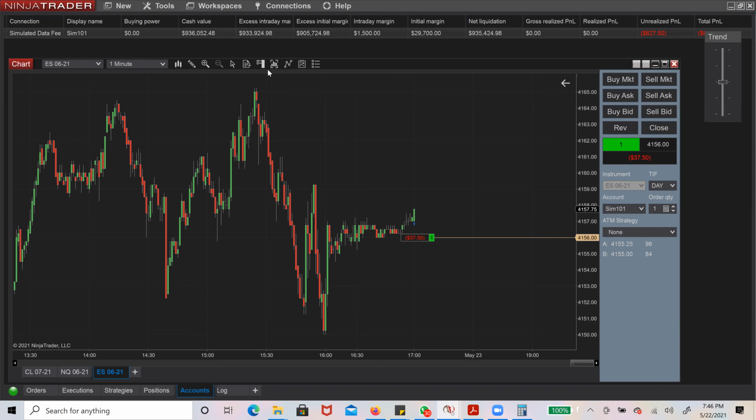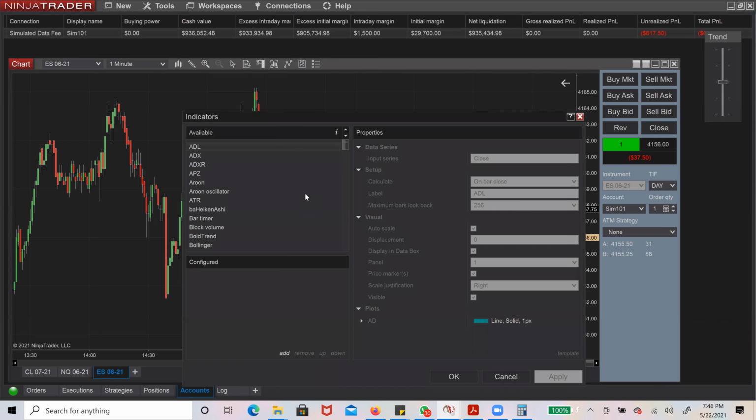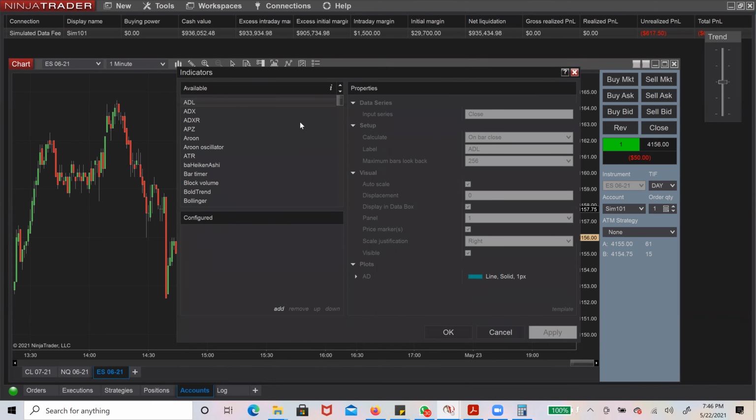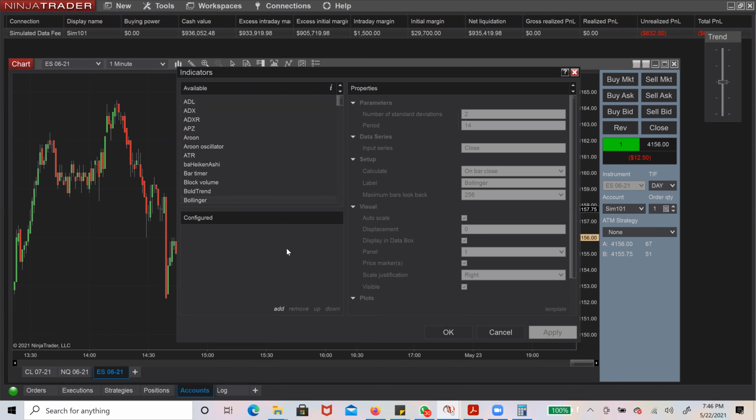Okay, so I'm going to go back. How can I add the indicators? On the top of the chart line, you will see Indicators. You click on Indicators, and all these indicators are available to use. The list is very long, it's not a small list. You can add as many indicators as you want, whatever you feel comfortable with. One of the biggest ones I use is Bollinger Bands.